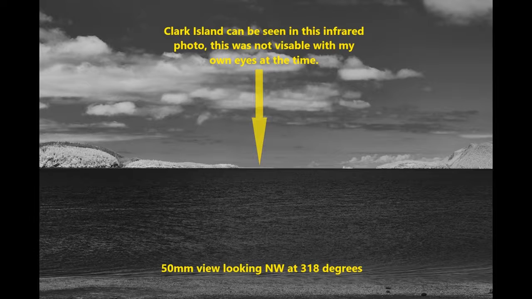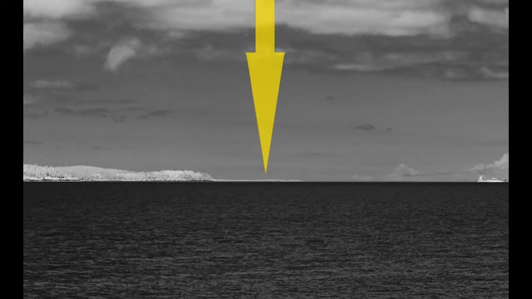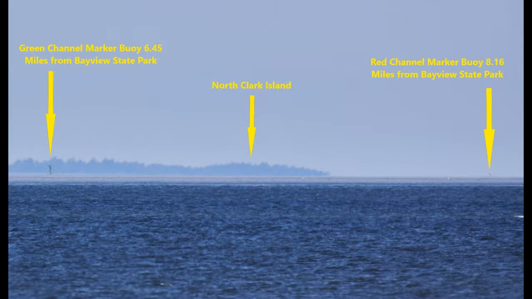This is an infrared shot looking northwest at approximately 318 degrees towards Clark Island, and I used a 50mm lens, which is very similar to what the human eye sees. I could not see the island at the time I took the photo, but in the photo zoomed in here, you should be able to see the slight whitish outline going across the horizon, and that's Clark Island.